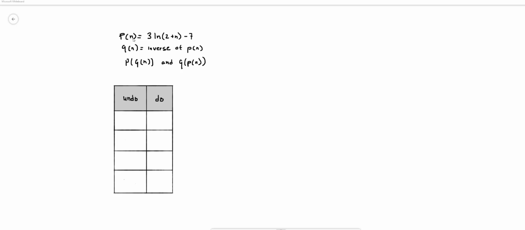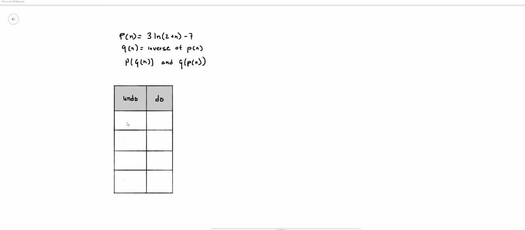All right, so here we have P of n equals 3 log(2 + n) - 7. We want to find Q of n, the inverse of P of n, and we want to show that the two combination functions will result in a value of n.